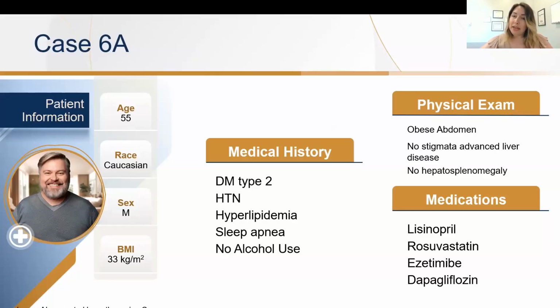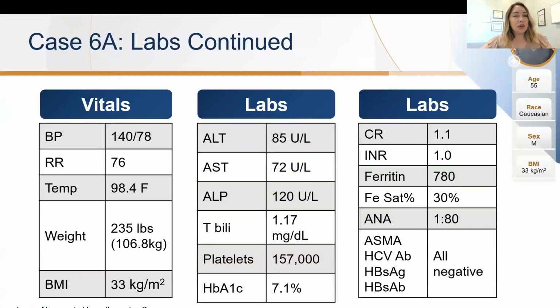Physical exam shows central abdominal adiposity, no stigmata of advanced liver disease, so I'm assuming no spider nevi, no hepatosplenomegaly. And then you can see his medications there, some antihypertensives, hyperlipidemia, and his diabetes medications. So he is still a little hypertensive, but his vitals are otherwise there. You can see the mild hepatocellular pattern of liver enzyme elevation with his ALT of 85, AST of 72. His ALK phos is normal, bilirubin just a tad elevated.